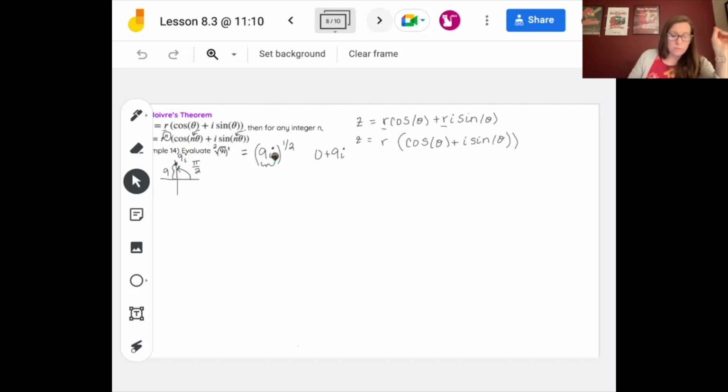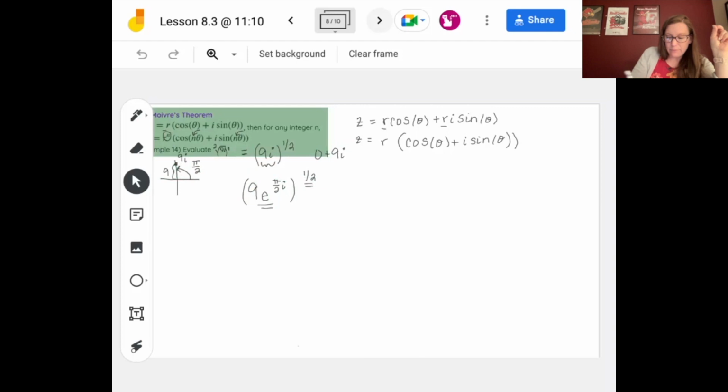form, excuse me. I lost my brain for a hot second. So this is the same thing as saying our radius, 9, times e to the power of our theta, i, and all still to the power of 1/2. So we've got this written to the power of 1/2. So our power, our n, is going to be 1/2.